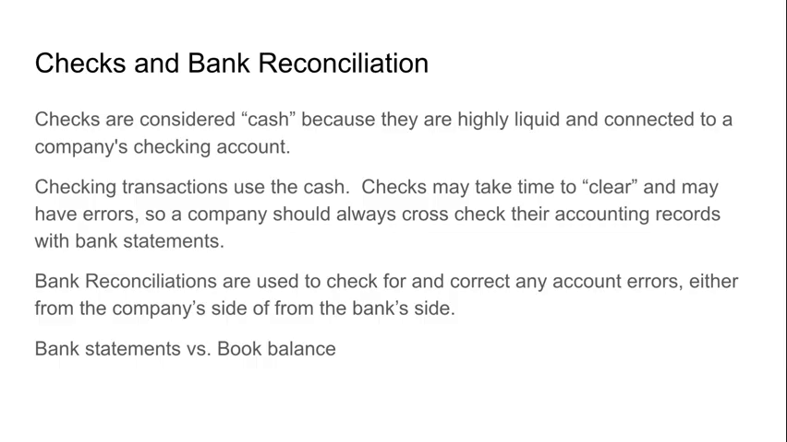So first thing, checks are considered cash because they are highly liquid and connected to a company's checking account. So when you write a check to somebody, that's basically as good as handing over dollar bills. So checking transactions use cash, and even though checks may take some time to clear, they can have some errors. So a company wants to make sure that there's accurate information both on your side versus the bank side. So that's what's called a bank reconciliation, where you have to make sure that your bank account equals what your accounting statements say. So we're going to see what our bank statement versus our book balance is.